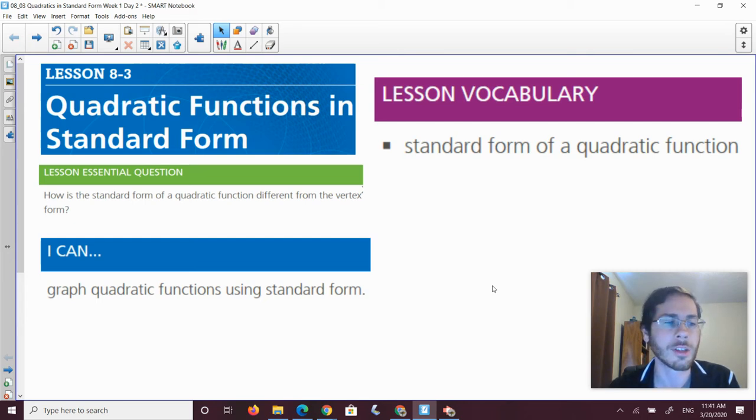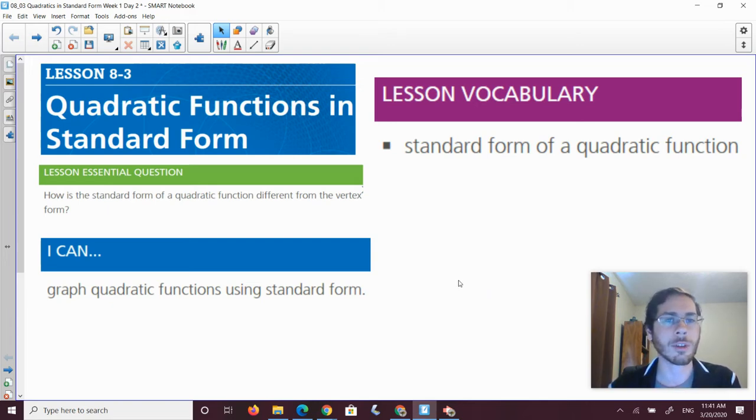Just like with linear equations, we had 3 different forms. We had y equals mx plus b for slope-intercept. We also had point-slope form. We also had standard form. We're going to realize that quadratics also have 3 different forms, and this is form number 2. This is going to be a quadratic function in standard form.